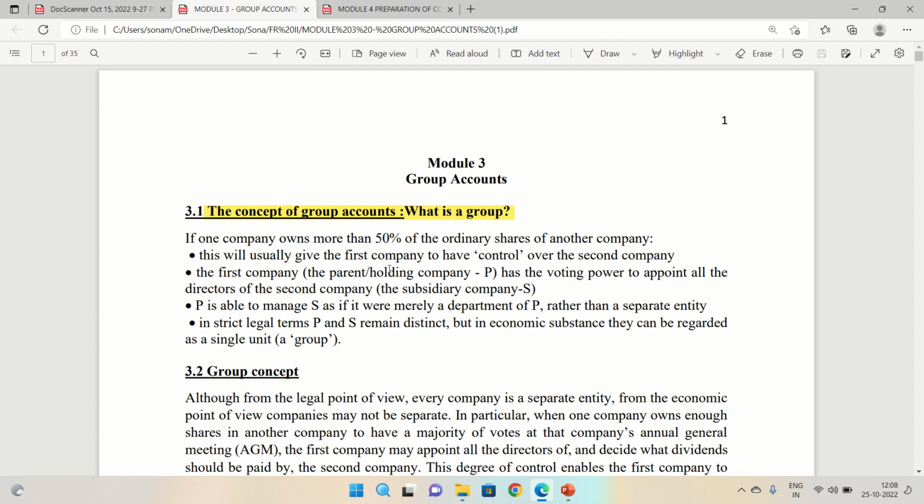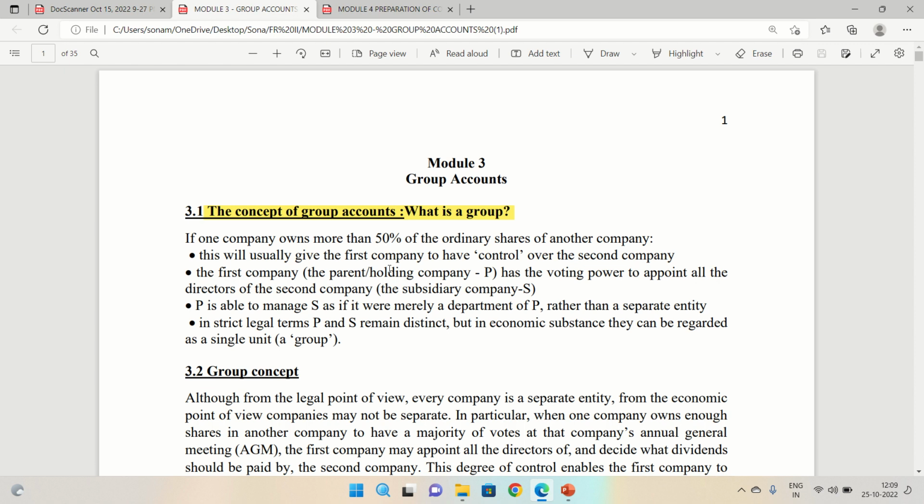Coming back to the concept of group accounts, if one company owns more than 50% of the ordinary shares of another company, this will usually give the first company control over the second company. That means the parent company has control over the subsidiary company. Parent controls subsidiary. And the parent company has the voting power to appoint all the directors of the subsidiary company. Then, third point to note, the parent company is able to manage the subsidiary company as if it is just a part of the parent company rather than a separate entity.